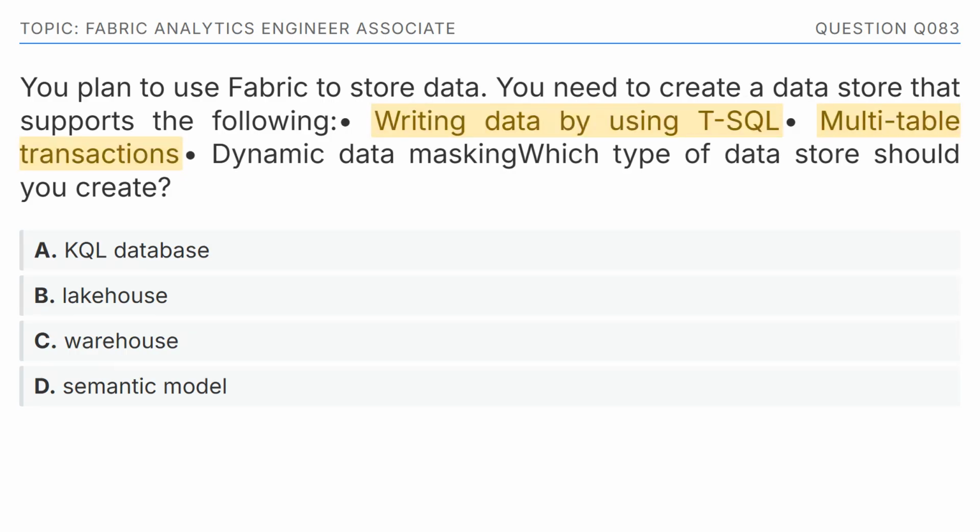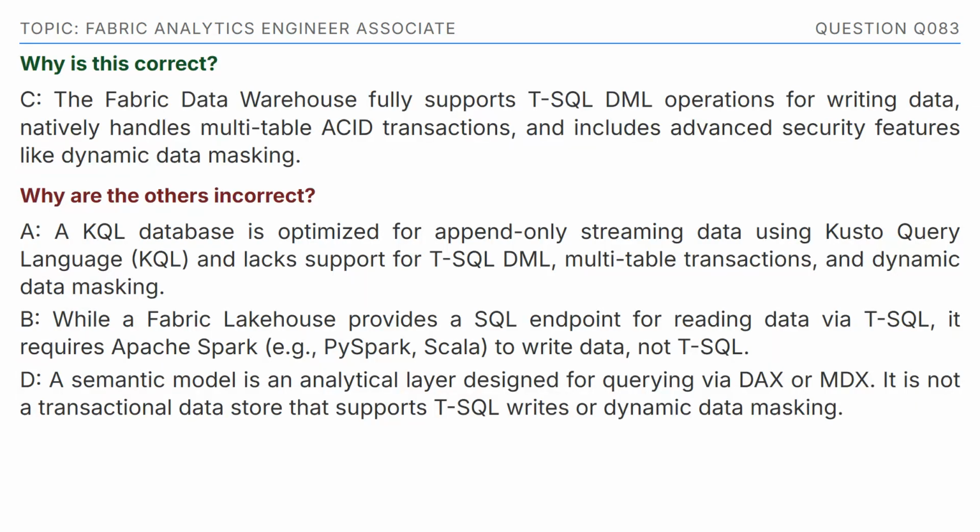To arrive at the correct answer, we focus on the keywords: writing data by using T-SQL, multi-table transactions, dynamic data masking. The correct answer is option C, warehouse. Why is this correct? C. The Fabric Data Warehouse fully supports T-SQL DML operations for writing data, natively handles multi-table ACID transactions, and includes advanced security features like dynamic data masking.